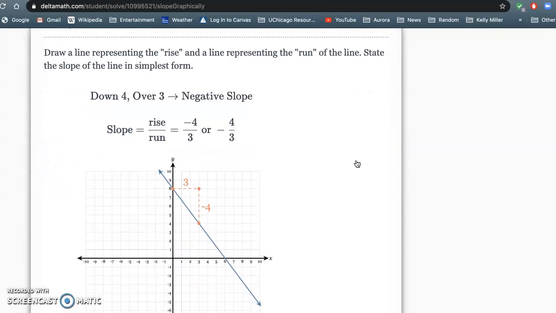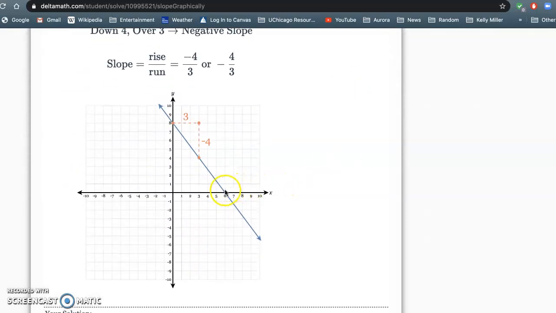Now I forgot to go ahead and double check my work, but again, I could easily check going up 1, 2, 3, 4 over 1, 2, 3.